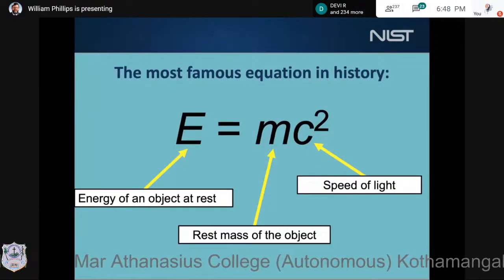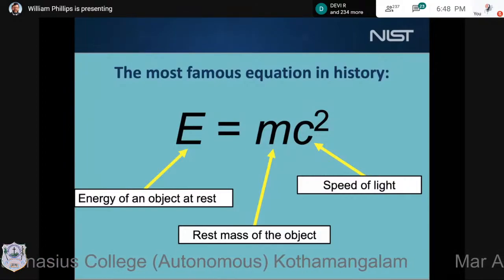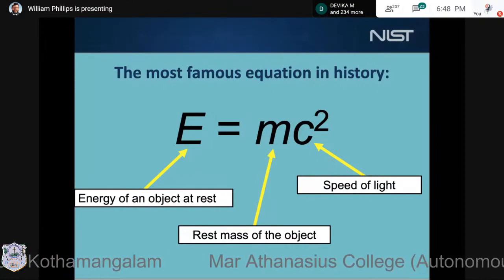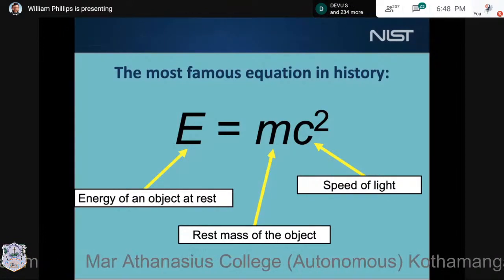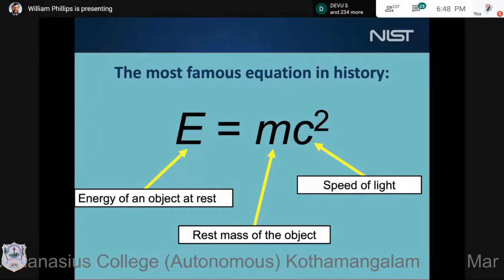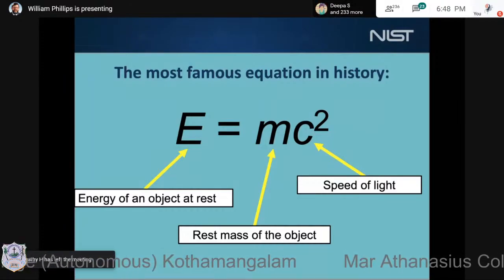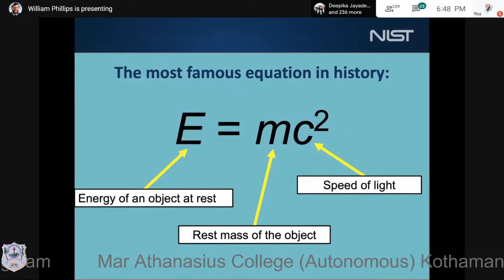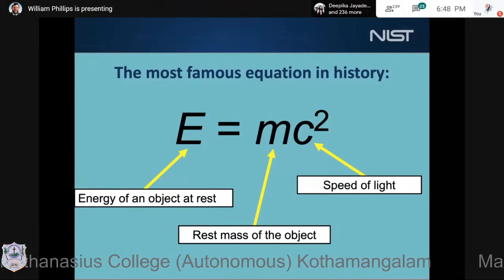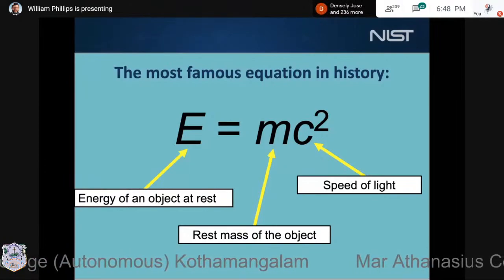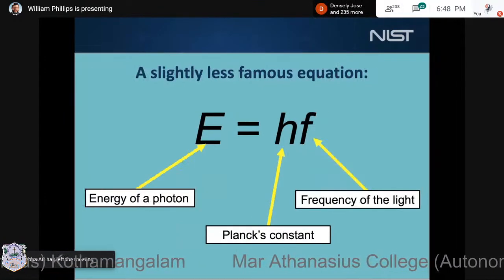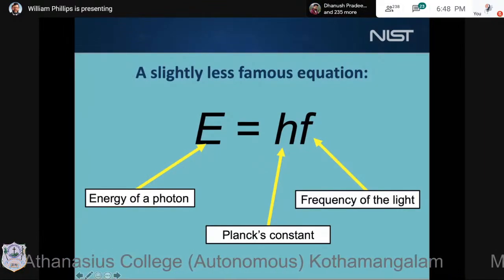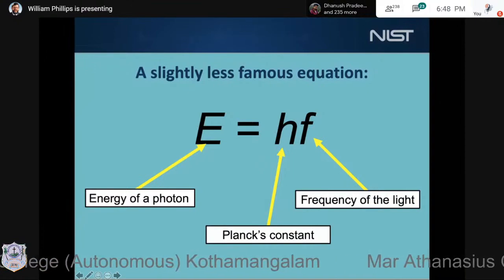Now, to understand what constant we're going to use, I first want to remind you of something that you all know, probably the most famous equation in history, E equals mc squared, where E is the total energy of an object at rest, m is its rest mass, and c is the speed of light. So everyone knows this equation. Another equation, which is not quite as famous, is that the energy of a photon, E, is equal to Planck's constant times the frequency of the light.